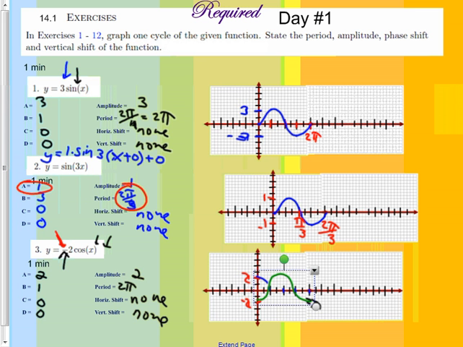They're going to get a little more complicated on the graphs at the end. And that's all I have for you for today.